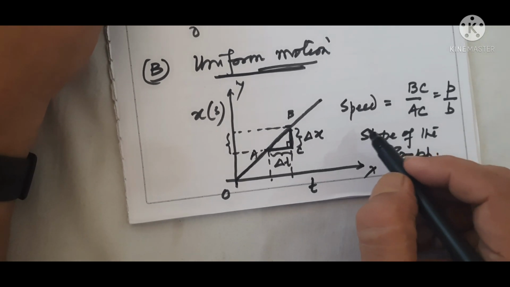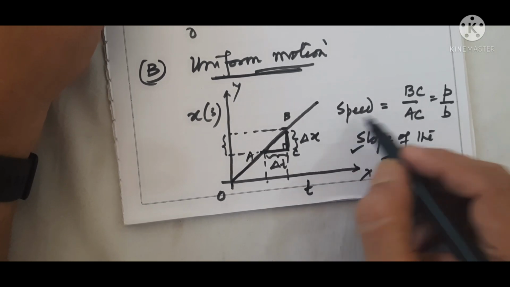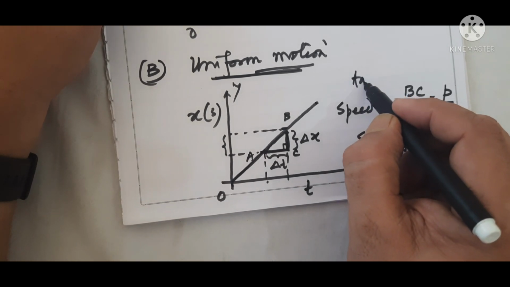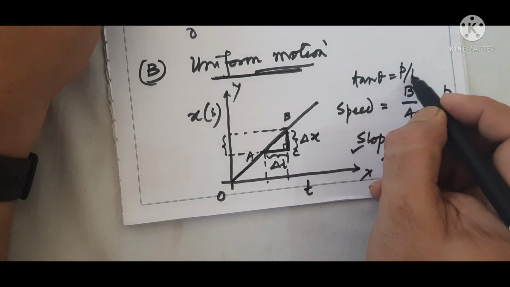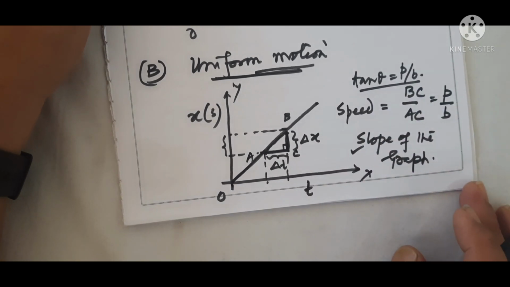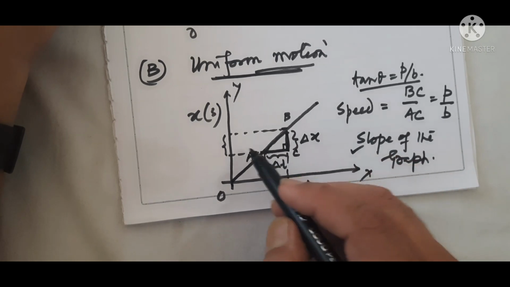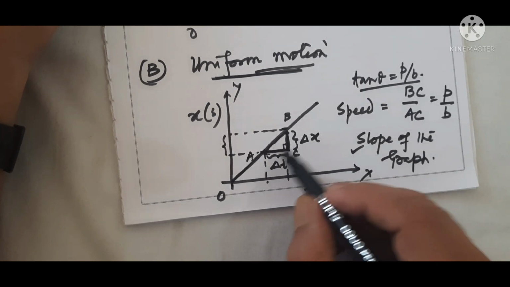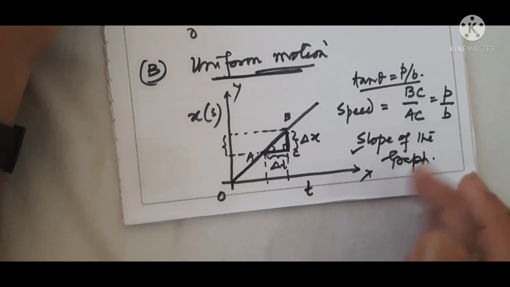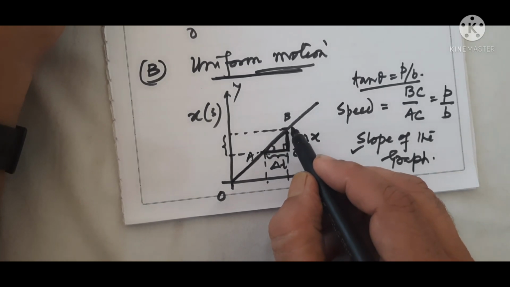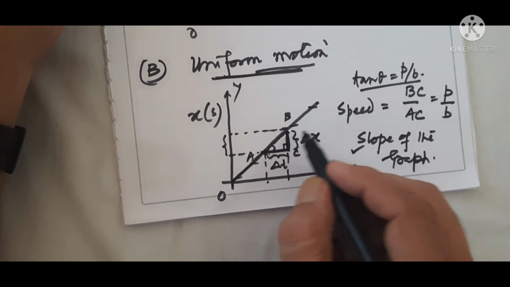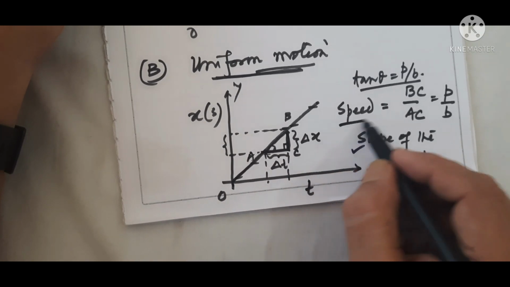So if you want to find the speed, you have to find the slope or this perpendicular by base. In higher classes, you will find that that is also equal to tan theta. This is the way how we are going to find out speed when the object is moving with uniform motion, right? Del x by del t, or BC by AC. That's the slope. You can take anywhere this small right angle triangle, and you will find the same value of the speed.